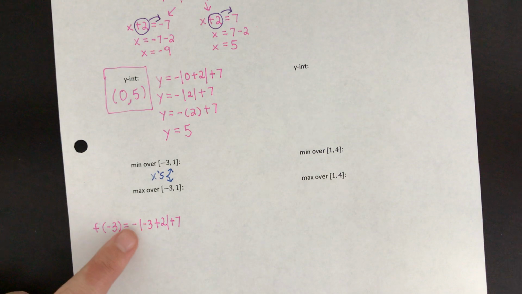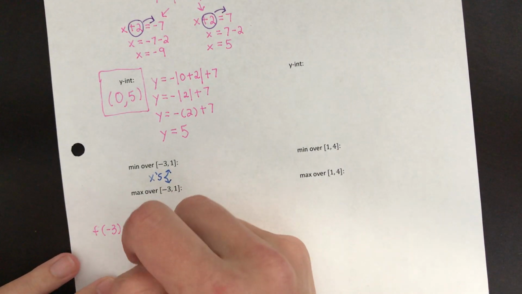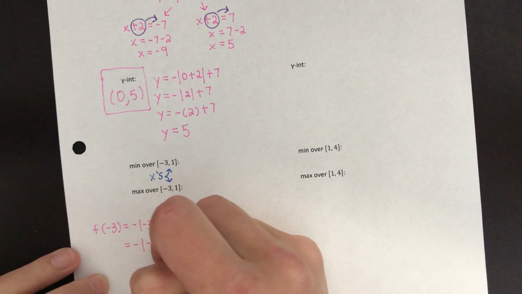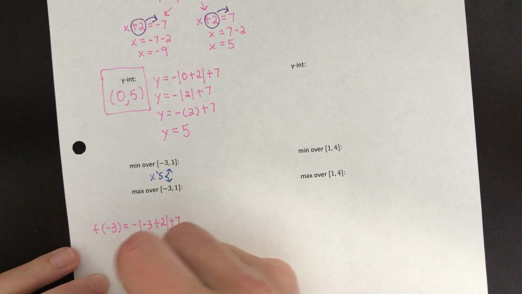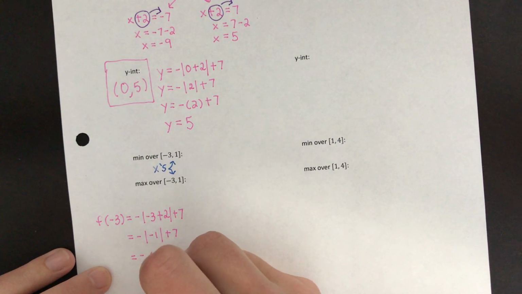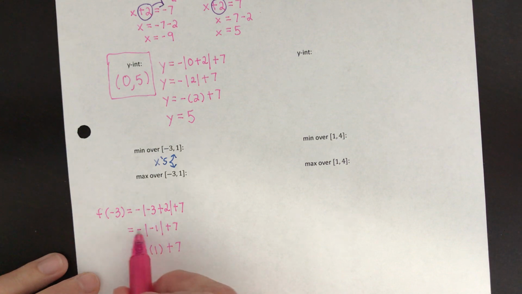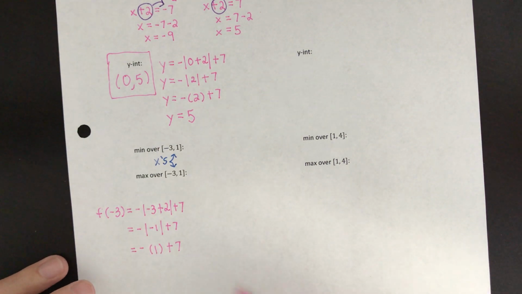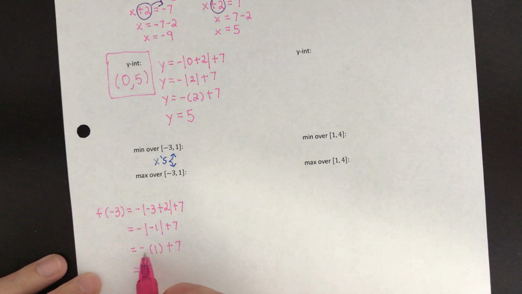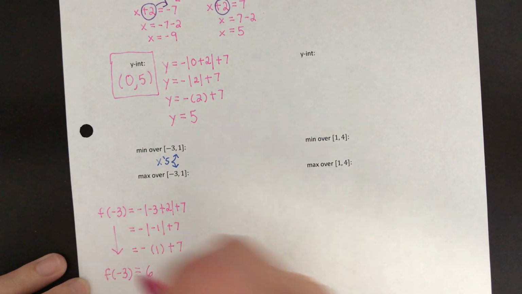So f of -3 equals, and then I plugged in -3 where I saw x, and then I'm going to compute this value. So I'll have negative, this is going to be -1 plus 7. Again, here's where you have to be careful. So this negative drags down, and the absolute value of -1 is +1. Those two negatives don't cancel. I told you a long time ago you can't just distribute that in. So you drag down the negative, and then the absolute value of -1 is 1. So this actually becomes -1 plus 7, which is 6. So f of -3 equals 6.